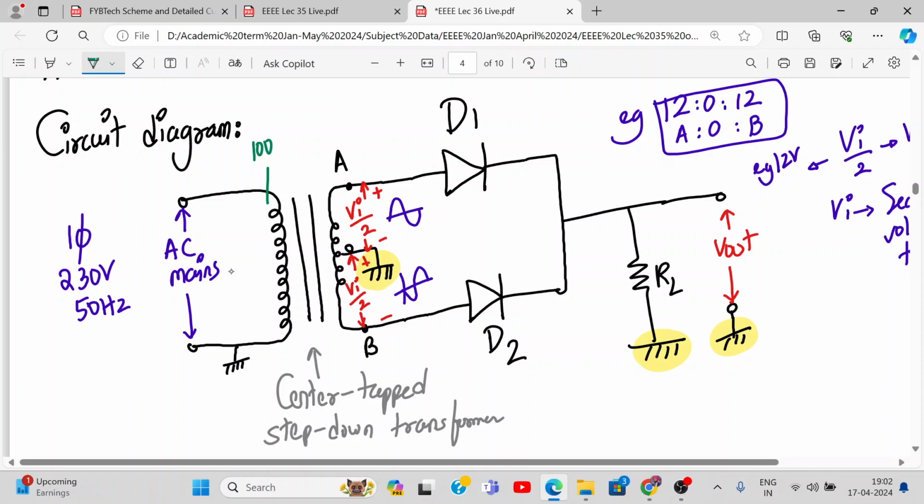So let's say these windings are 20. At the 10th winding you center tap it. So 10 windings are for above, 10 windings are for below. At the above we have Vi by 2, and below you have minus Vi by 2, that is 180 degrees out of phase. Are you getting what I'm saying?